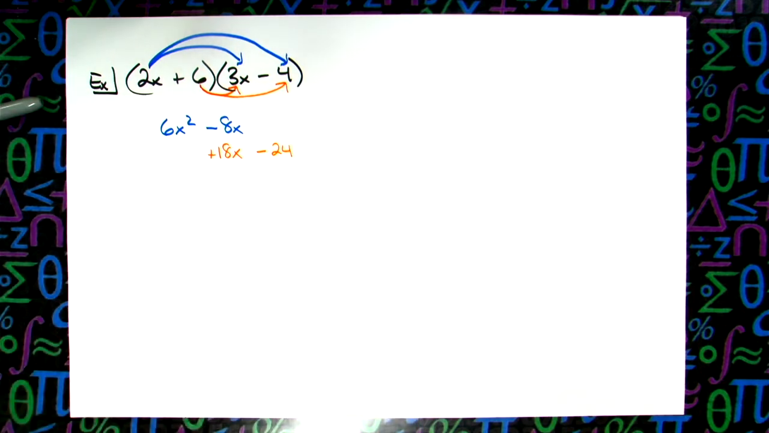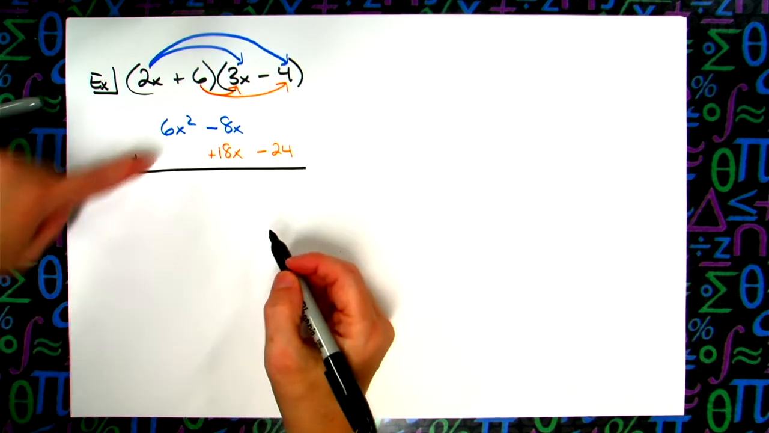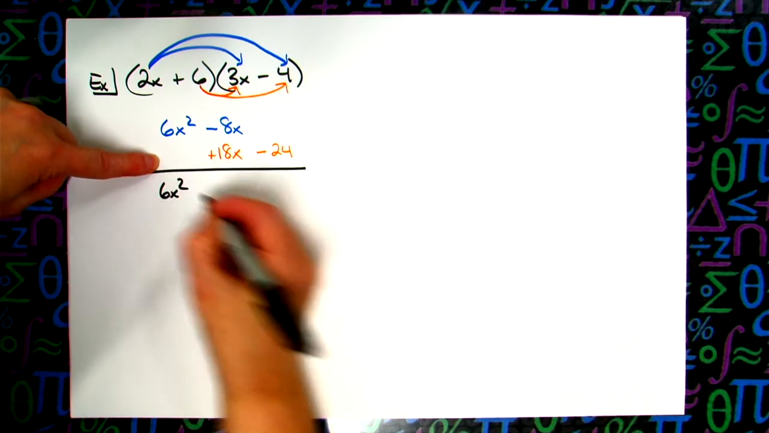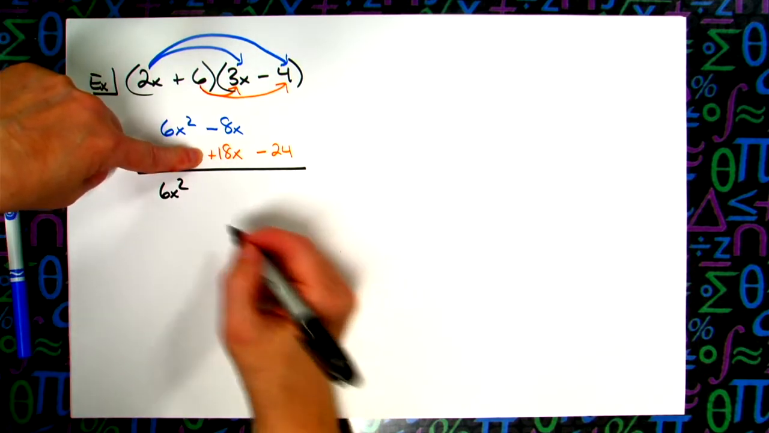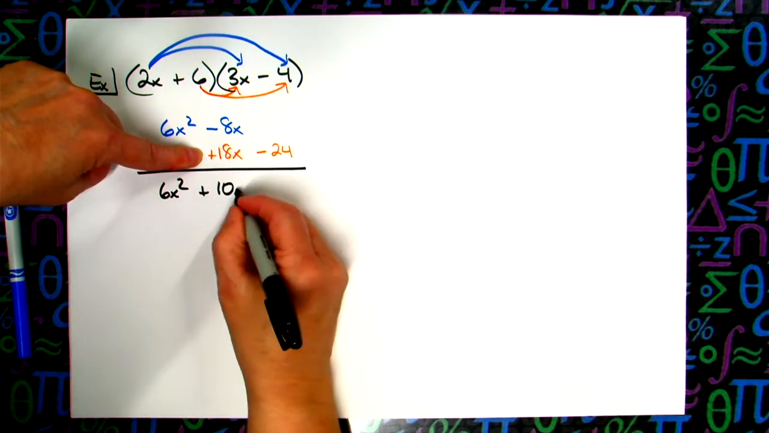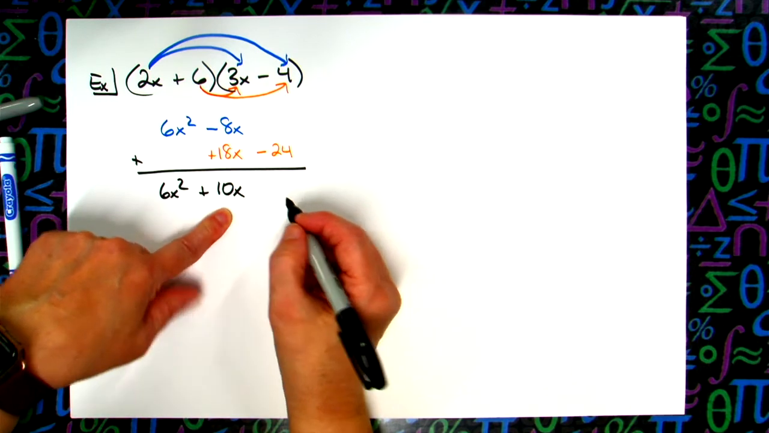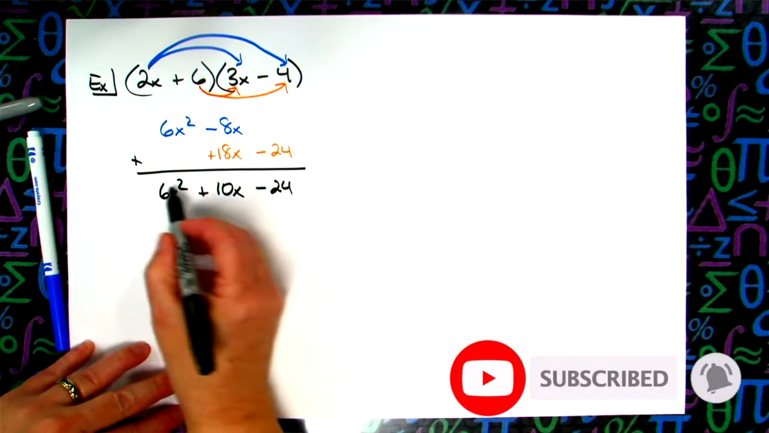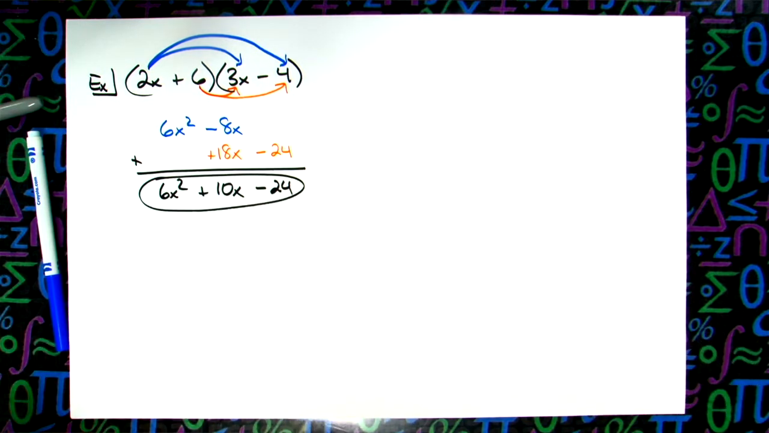Now this is just called a vertical method. It just lines up your like terms. I'm going to have to add these. Nothing adds here, so I just bring down my 6x squared. When I add this, what's a negative 8 plus 18? Yeah, 10, a positive 10 with the x. Add like terms, keep like answers. And then when I add this, I just have a negative 24. It makes it shorter on your paper. It lines up your like terms.